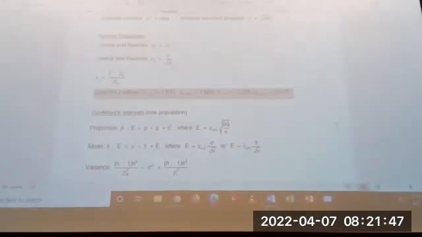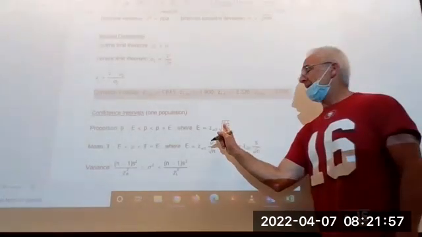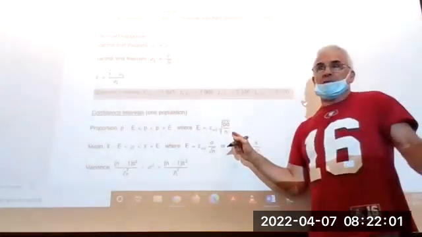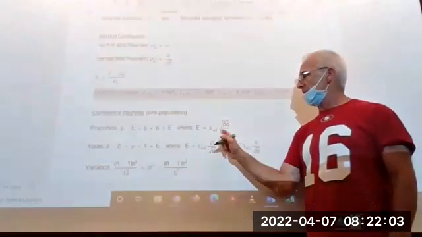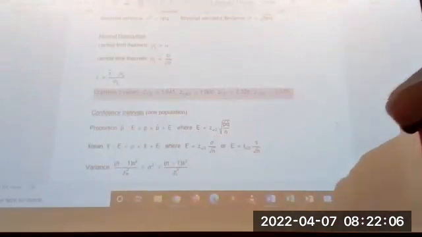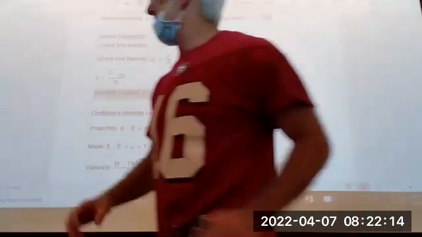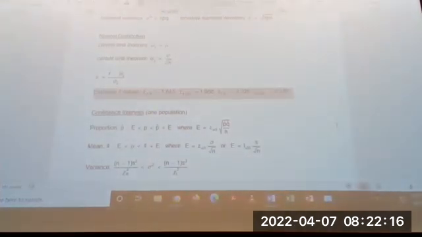So if Rosalind makes 80% of her free throws, then she must miss 20%. Why? Because it's got to add up to 1. So P hat, you measure; Q hat's what's left. N is the number of trials, which you already know. And then this number you look up. This is my error, and you write it as a decimal, not as a percent. And that's the plus or minus. So let's do an example of this because it's actually really cool, and there's so many things I can do with this. All right.